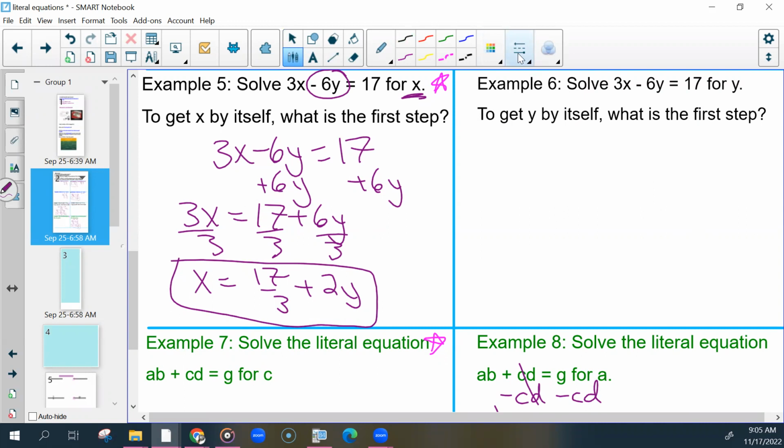So for 6, we have y equals -17/6 plus 1/2 x or plus x over 2, either or. Do we need to see that one? Yes.